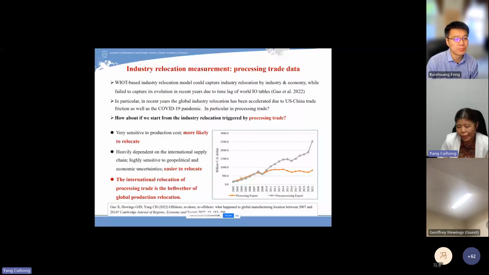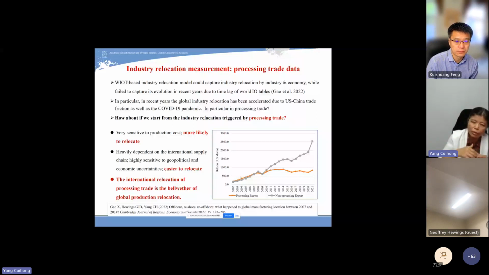But there, like I just said, the industrial relocation has been accelerated due to the circumstances, the COVID-19 pandemic, and the retrospect of the supply chain and production chain safety around the world. Actually, it's accelerated. But how to capture the acceleration of the industrial relocation in recent years?